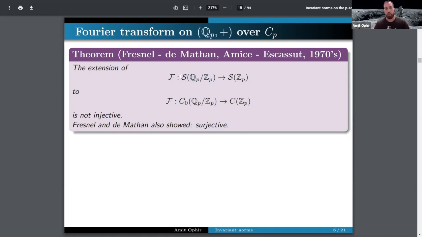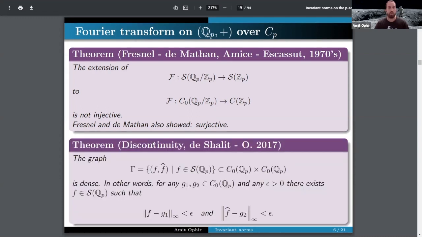The Fourier transform of such a Schwartz function is a Schwartz function supported on Z_p, and therefore we have this map here. And on this space, the Fourier transform is continuous and extends to a map between the completions. And unlike what we are used to about the Fourier transform, this extension is not injective. I would mention that Fresnel and de Mathan also show that it is surjective.